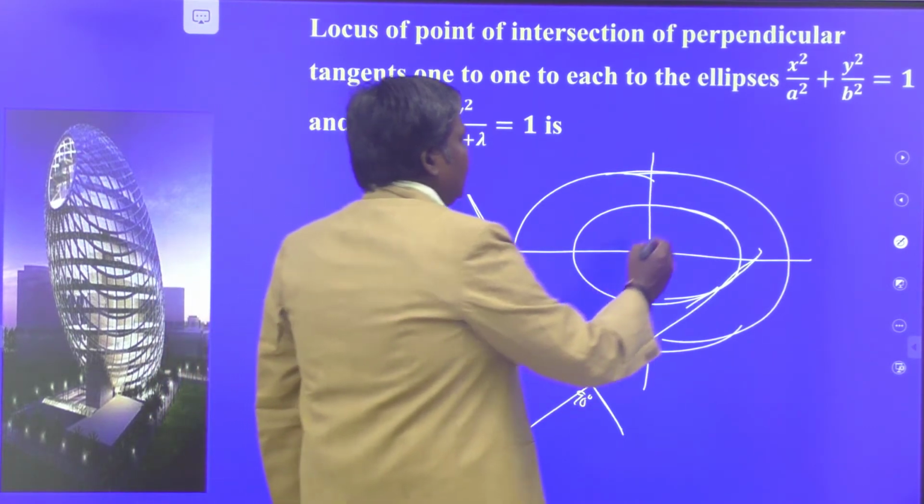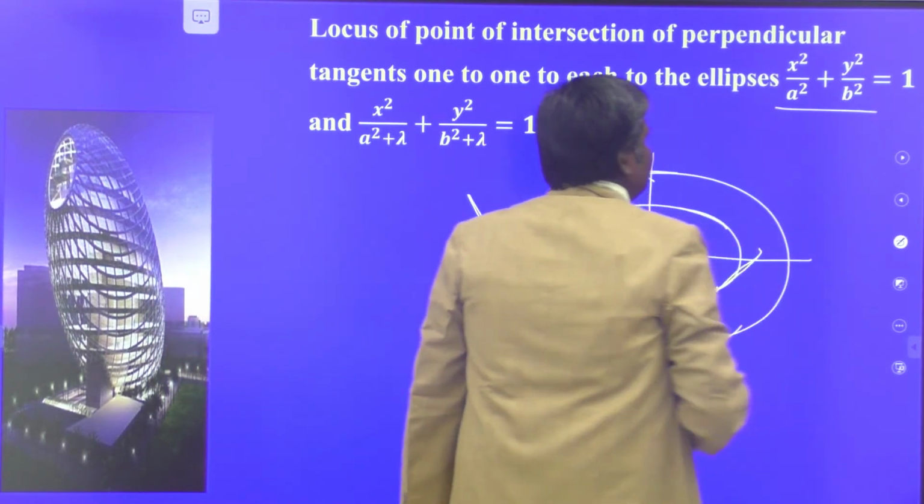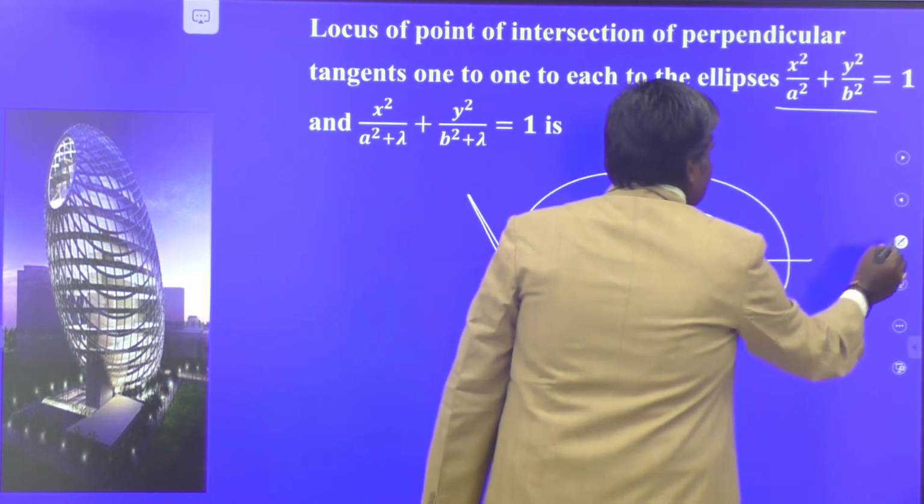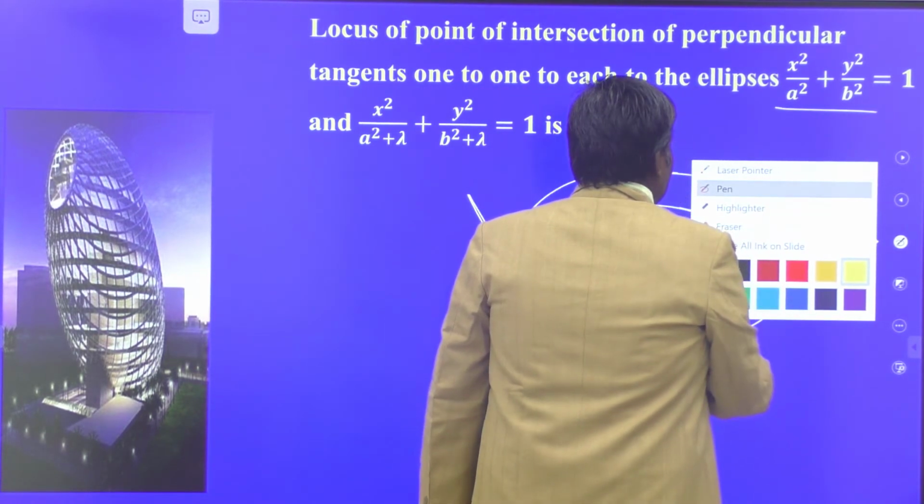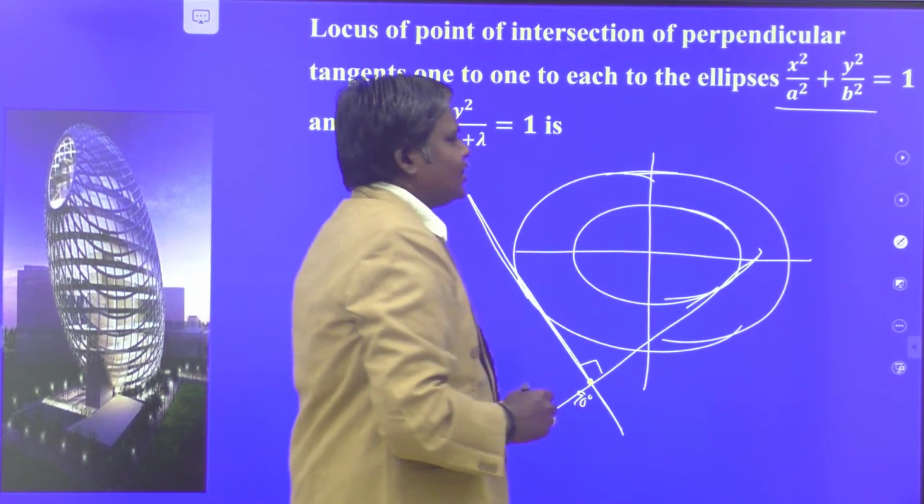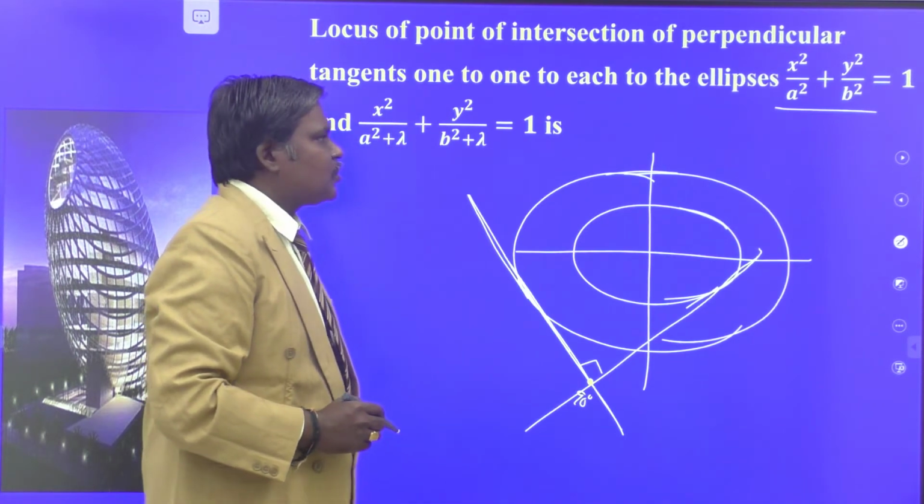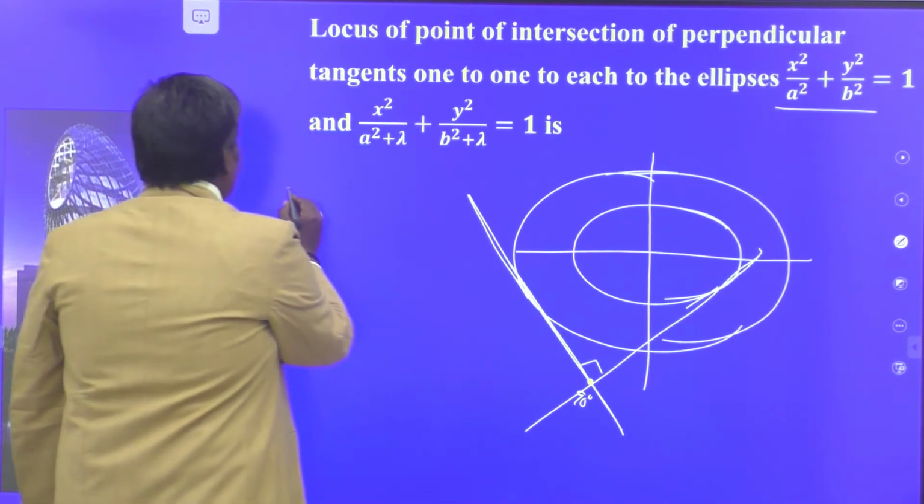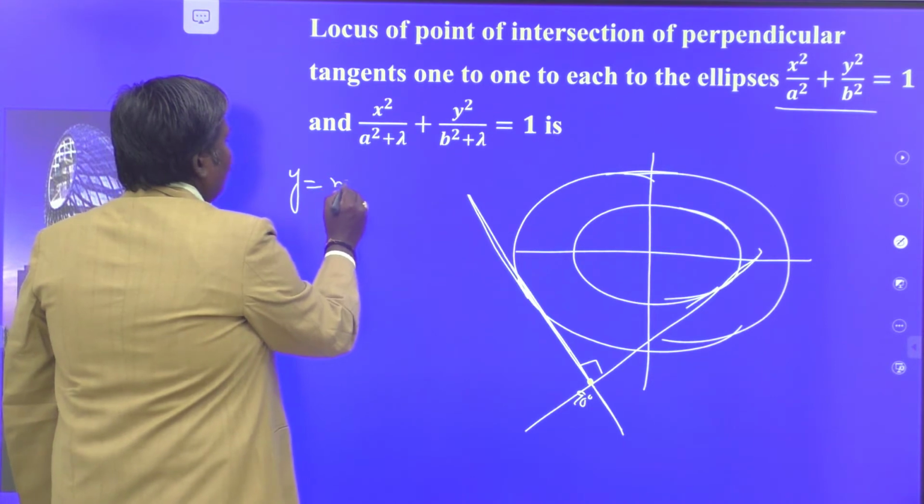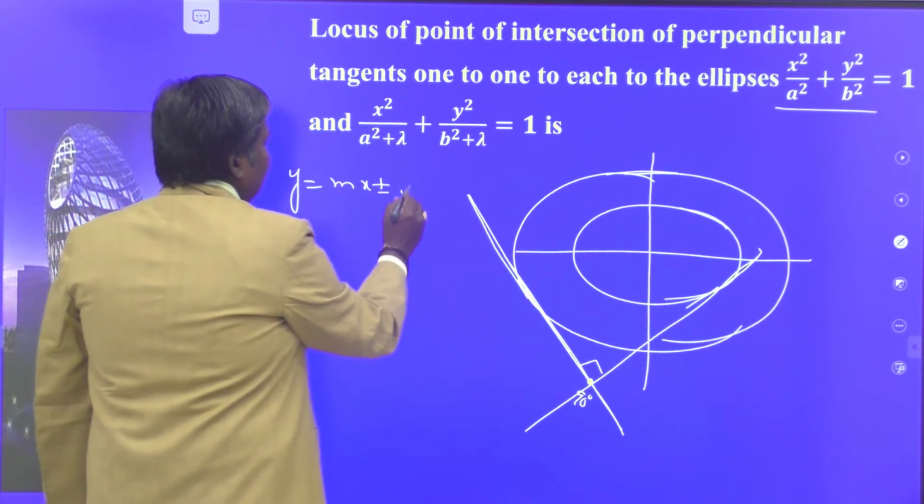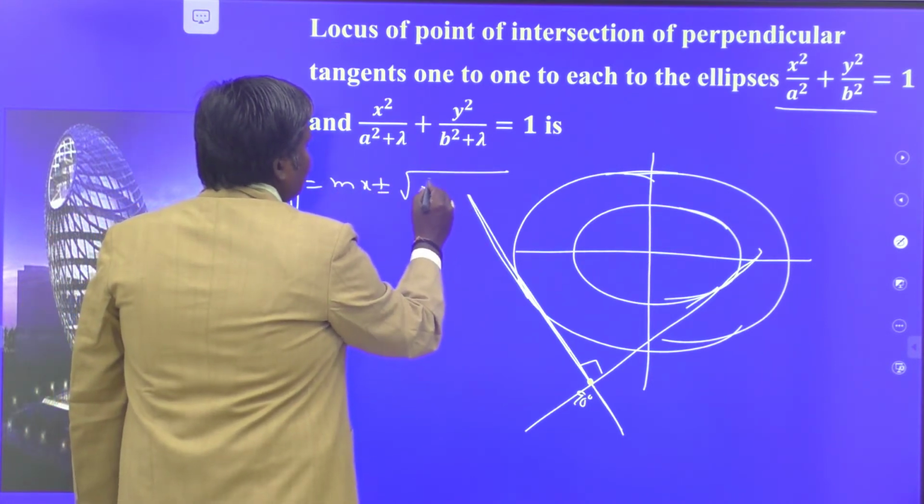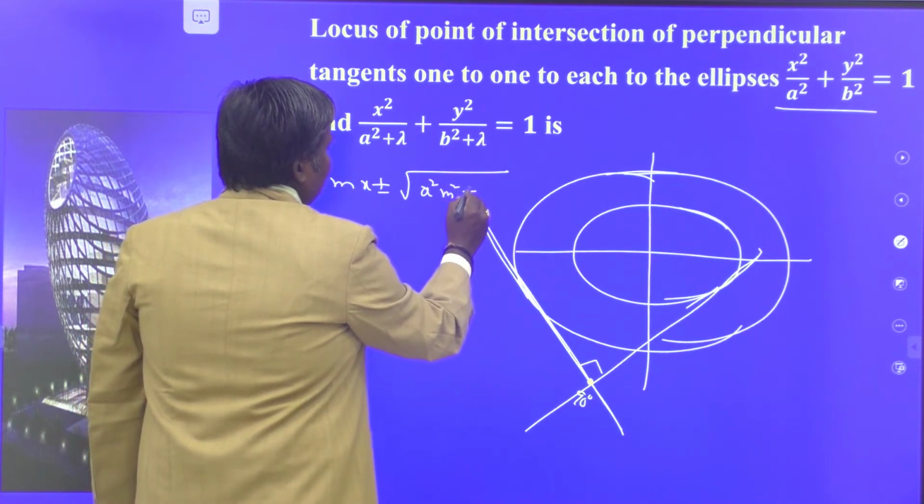All of you know the tangent to this one in the general form. Can I write the standard equation of the tangent to x²/a² + y²/b² = 1 or not? Yes, you can write that one as y = mx ± √(a²m² + b²).